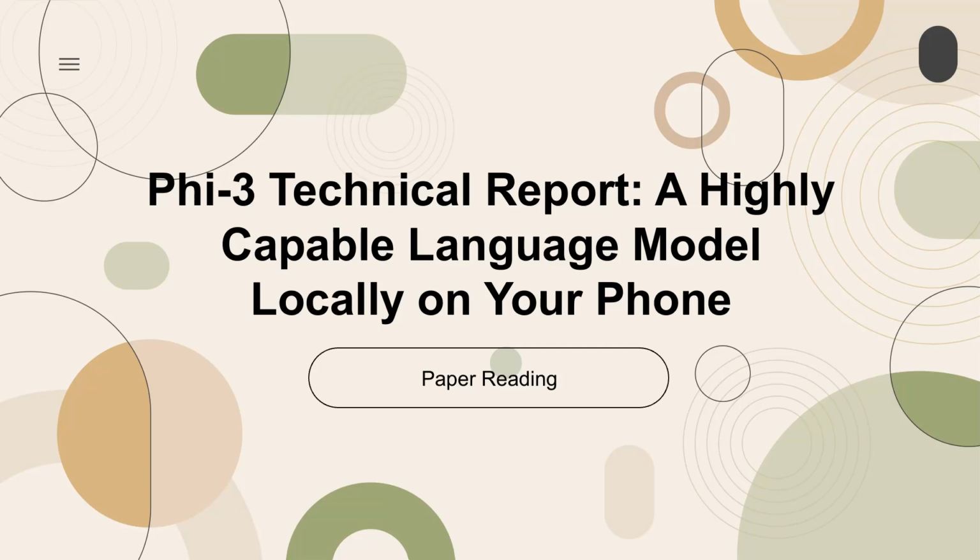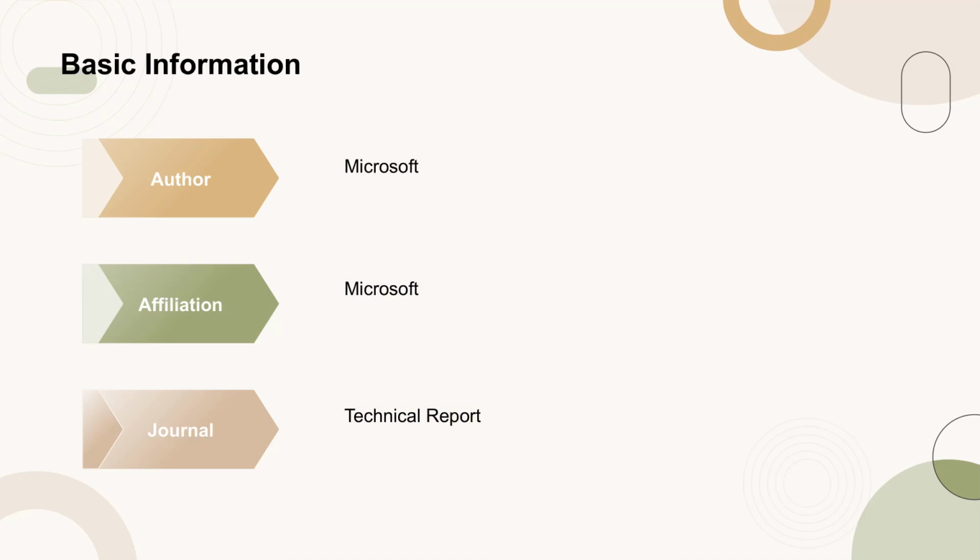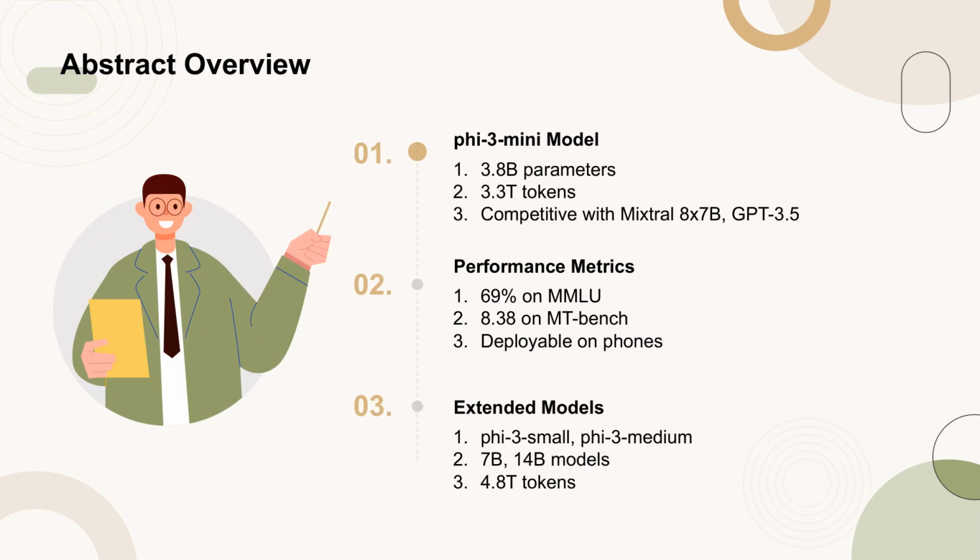Today's paper is titled, Phi-3 Technical Report, a highly capable language model locally on your phone. This technical report introduces Phi-3 Mini, a 3.8 billion parameter language model developed by Microsoft, which can be deployed on a phone. The abstract introduces Phi-3 Mini, a language model with 3.8 billion parameters trained on 3.3 trillion tokens.